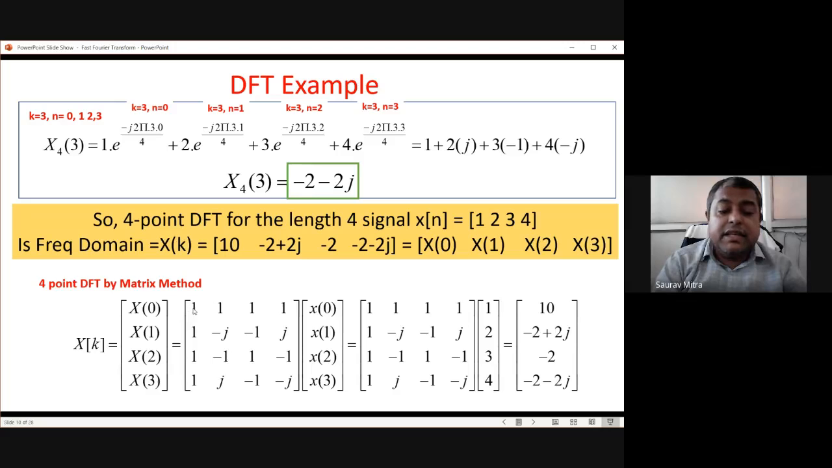In this case, n is equal to 0, k is equal to 0. In this case, k is equal to 0, n is equal to 1; k is equal to 0, n is equal to 2; k is equal to 0, n is equal to 3. So for all of the first row, the value of k is 0. Hence the twiddle factor becomes all 1. And for all of the first column, the n value will be equal to 0. Hence the twiddle factor will be all 1.